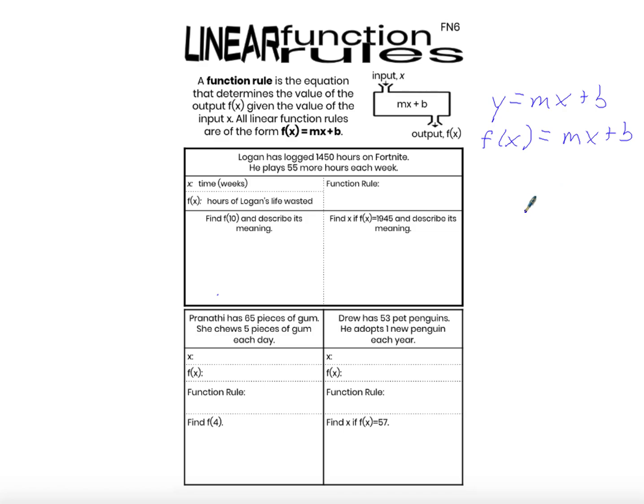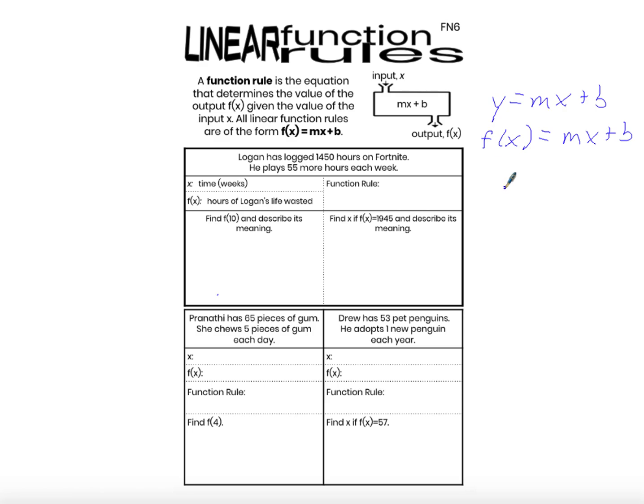On this toolkit, we're just looking at linear situations, but we could also look at a linear table or a linear graph or a linear tile pattern, and I could write a function rule in the form mx plus b. So my first situation, Logan has logged 1,450 hours on Fortnite. He plays 55 more hours each week.